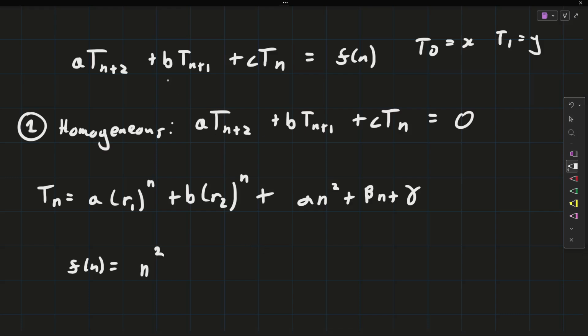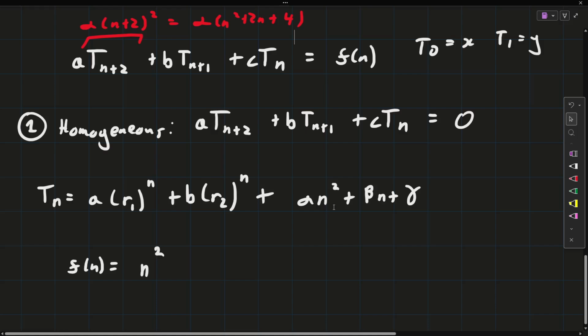The reason for that, and I'll give a quick explanation: see this tn plus 2? When we sub into that, we're going to end up getting alpha times n plus 2, the whole thing squared, and that'll give us alpha times n squared plus 4n plus 4. So you can see, even though this part is just an n squared, on the left-hand side we're going to have a mixture of n's and constants.